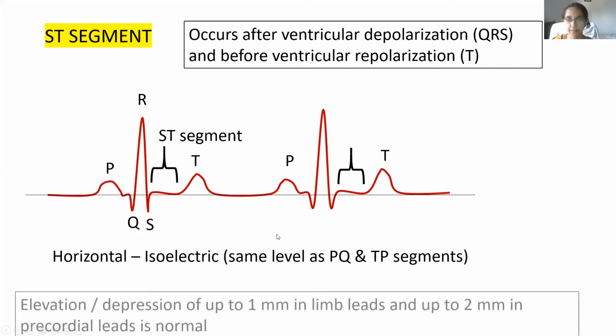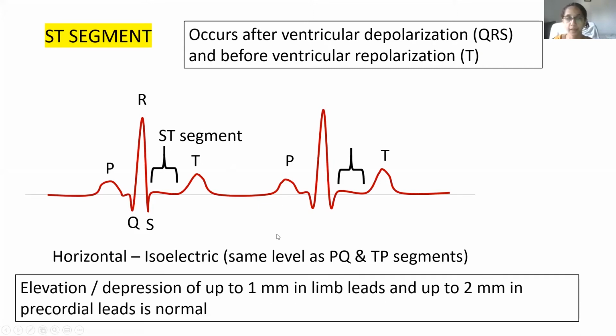But sometimes it can be 1 millimeter elevated or depressed in the limb leads, or 2 millimeter elevated or depressed in the precordial leads. Last time also we understood, when we were learning about the QRS, that the deflection could be a little more prominent in the precordial leads. So here also up to 2 millimeter changes, elevation or depression in the ST segment in the precordial leads is acceptable.